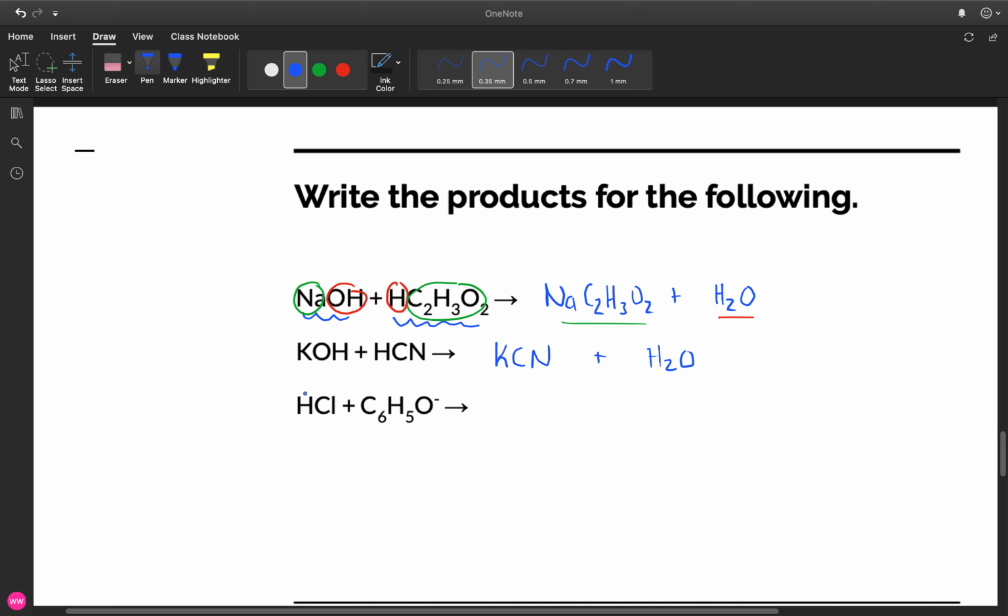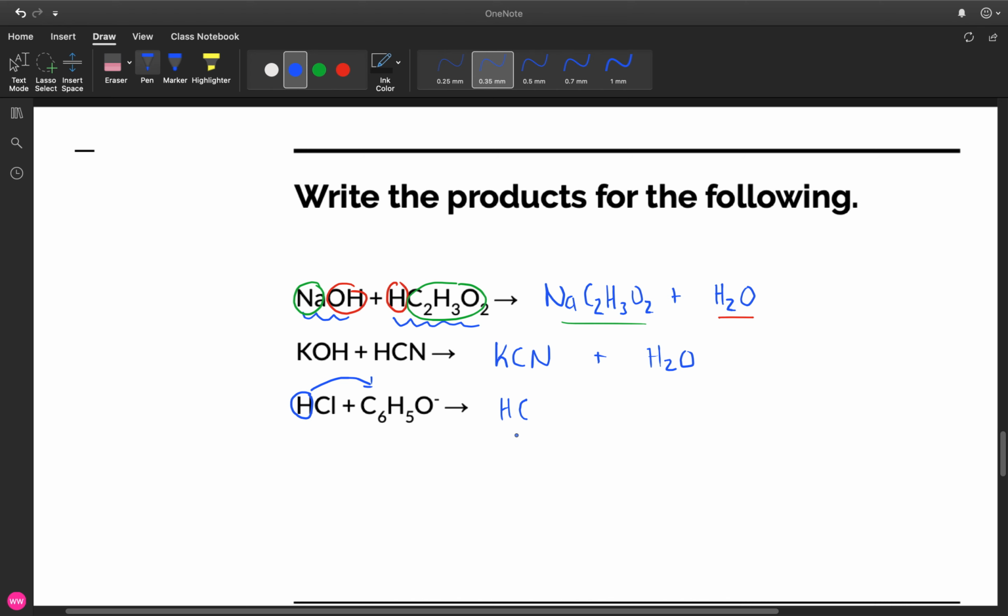And then the last reaction, what essentially happens is the hydrochloric acid, which is a strong acid, gives its proton to the anion. Excuse me, this is not acetate. This looks like C6.